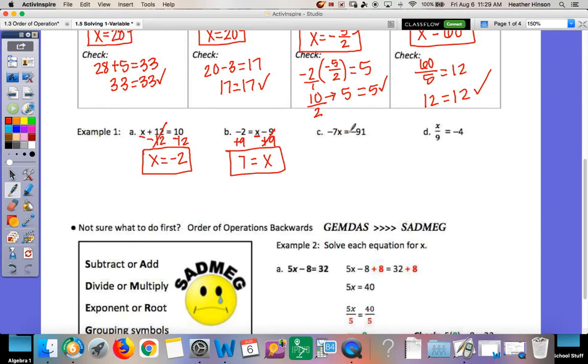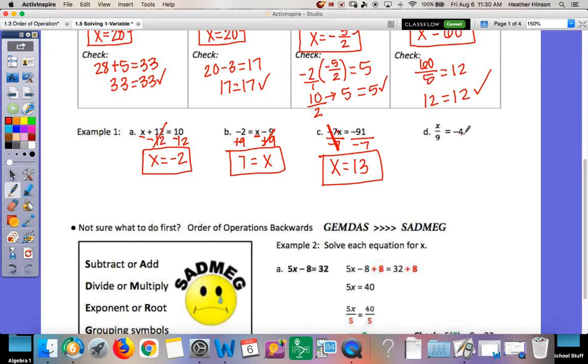Negative 7x equals negative 91. This negative 7x, there's no sign in the middle of those because it is multiplying. So what's the opposite of negative 7 times x? Divided by. So I'm going to divide that negative 7. Negative 91 divided by negative 7 is 13. Once x is by itself, you are done.